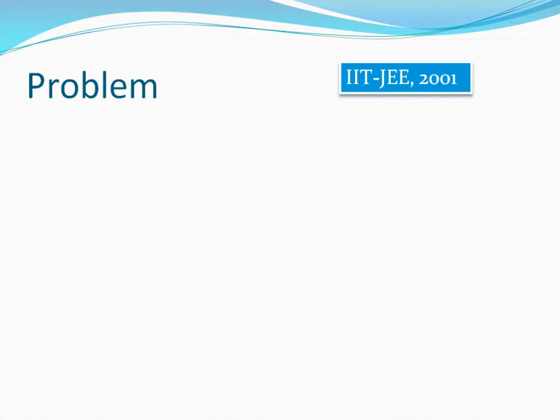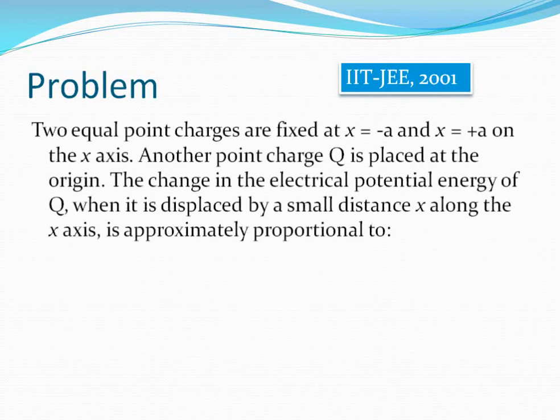Two equal point charges are fixed at x equal to minus a and x equal to plus a on the x-axis. Another point charge, capital Q, is placed at the origin. The change in the electrical potential energy of Q when it is displaced by a small distance x along the x-axis is approximately proportional to x square, x cube, or 1 by x.